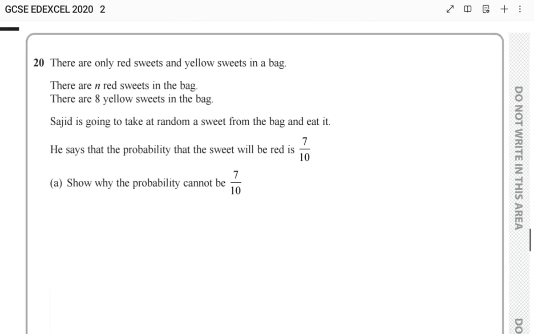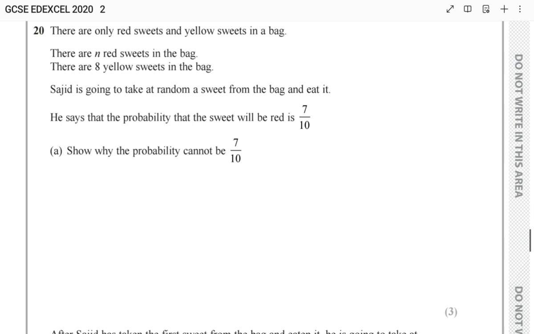Now, the question says that there are only red sweets and yellow sweets in the bag. There are n red sweets in the bag, so the number of red sweets is n. Then there are 8 yellow sweets, so the number of yellow sweets is 8. So the total number of sweets is going to be n plus 8. Very important. So let's keep it one side.